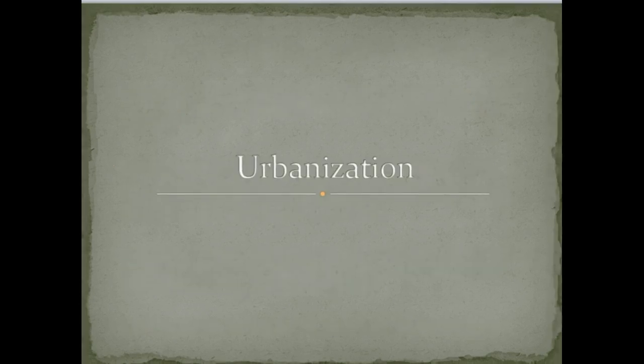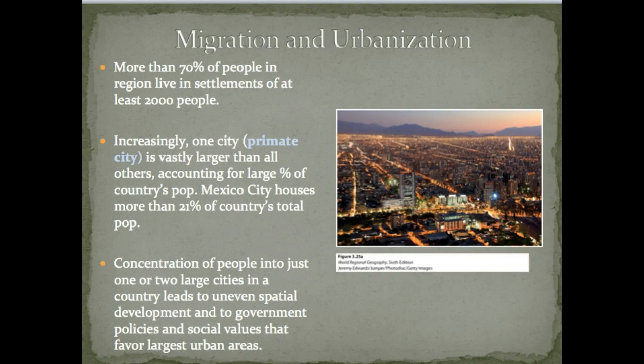And then also to look at urbanization. Some key points we need to point out here about migration and urbanization. More than 70% of the people in the region live in settlements of at least 2,000 people. This is a significant amount of urbanization. You see the picture here of Mexico City, one of the most populated regions of the world.